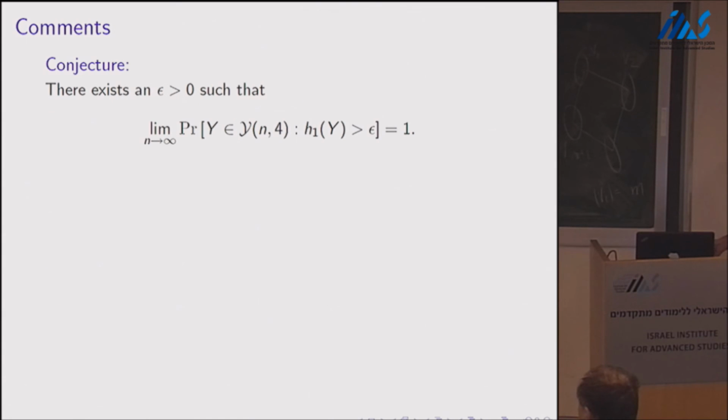Okay. Now let me just finish with some comments and conjectures. One natural conjecture for this model is that D doesn't have to be 10 to the 11 or even 100. The theorem should be valid for D equals 4. So for D equal to 4, random Latin squares are already expanding.